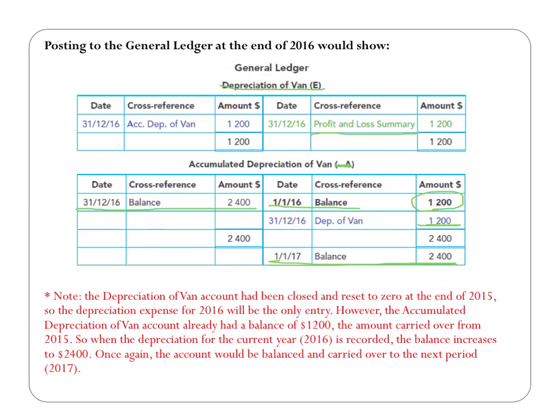Alright, so just a quick recap. Note the depreciation of van account had been closed and reset to 0 at the end of 2015. So the depreciation expense for 2016 will be the only entry. However, the accumulated depreciation of van account already has a balance of 1,200 carried over from 2015. So when the depreciation for the current year, 2016, is recorded, the balance will increase to 2,400. Once again, this account would need to be balanced and carried over to the next period, 2017.